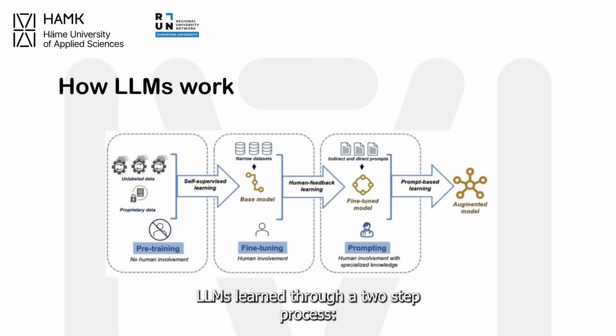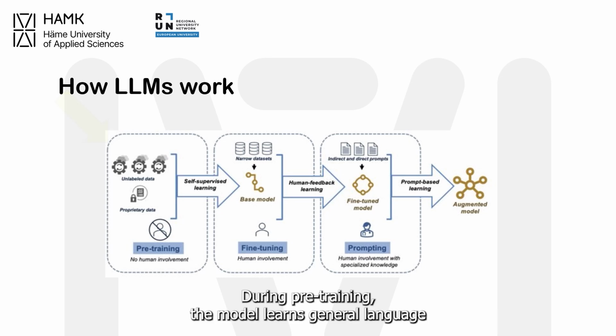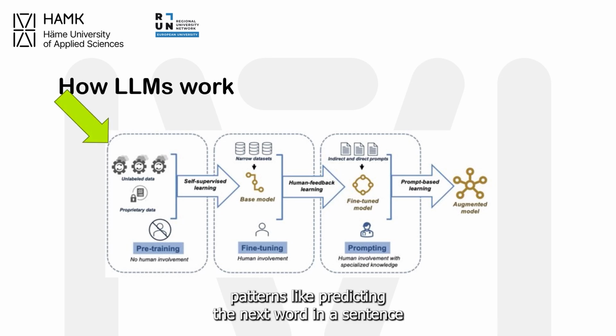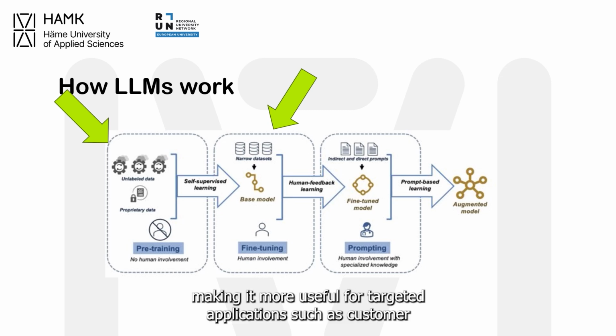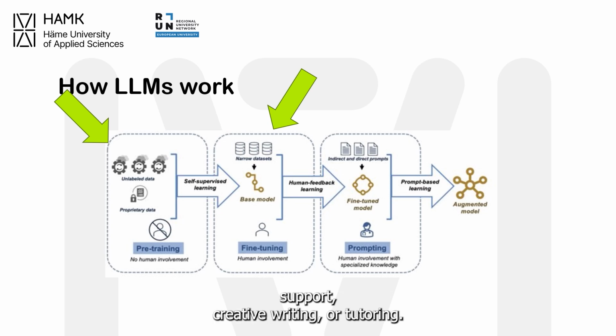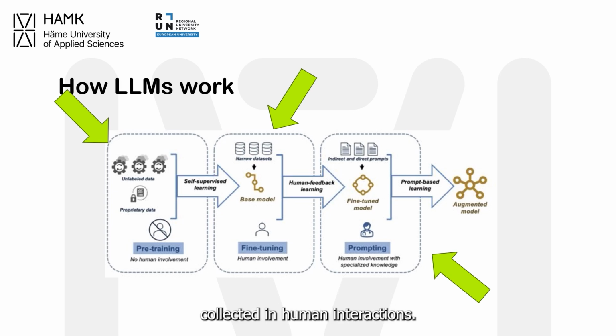LLMs learn through a two-step process: pre-training and fine-tuning. During pre-training, the model learns general language patterns like predicting the next word in a sentence, using vast datasets from various domains. Fine-tuning, the second step, adjusts the model for specific tasks, making it more useful for targeted applications such as customer support, creative writing, or tutoring. LLMs are continuously developed through the data collected in human interactions.